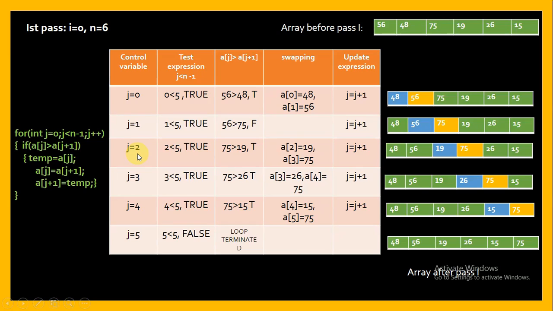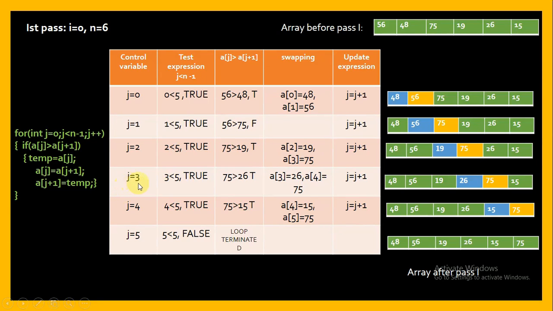So j is now 2. Again the test condition is true, and again we will check a[2] greater than a[3]. So you can see a[2] is 75 and a[3] is 19. Yes, the condition is true. 75 is greater than 19. The swapping will take place. a[2] will take the value 19 and a[3] will take the value 75. So you can see here the change has taken place.